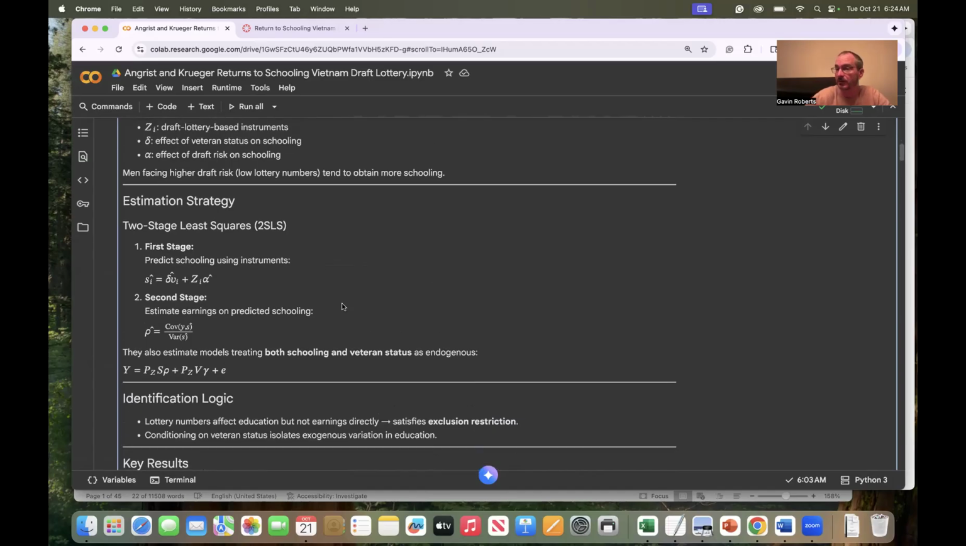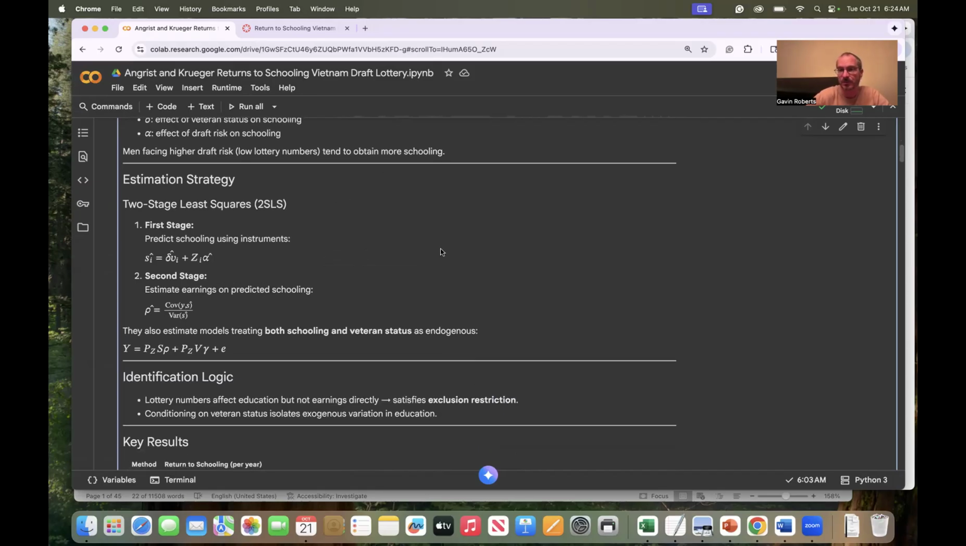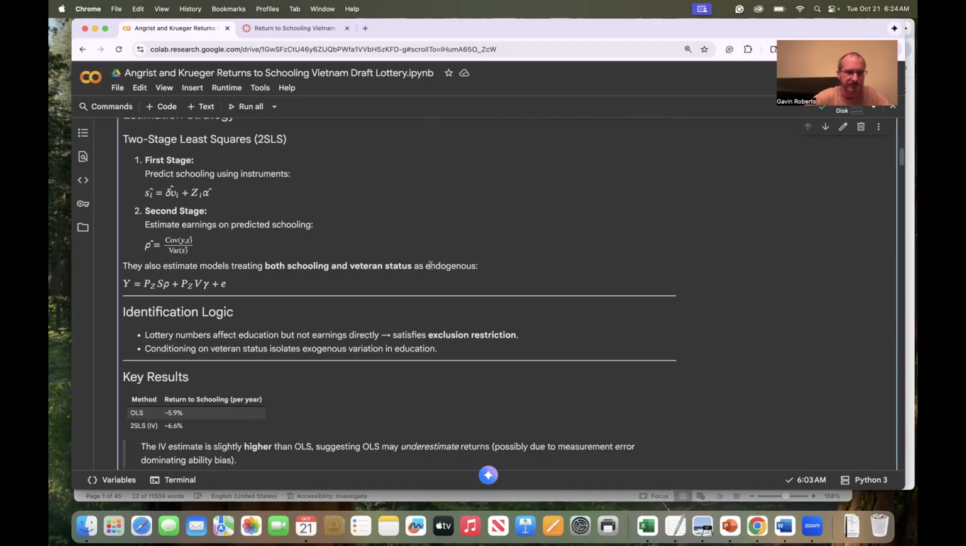So, the underlying logic: men facing higher draft risk, if they have low lottery numbers, tend to obtain more schooling. Because again, if I have a low draft lottery number, a high likelihood of being drafted, one way to get out of that would be getting more schooling. And notice that that choice is independent of ability because there's no ability parameter in the probability of being drafted or getting a low draft lottery number. So of course, then we predict those numbers.